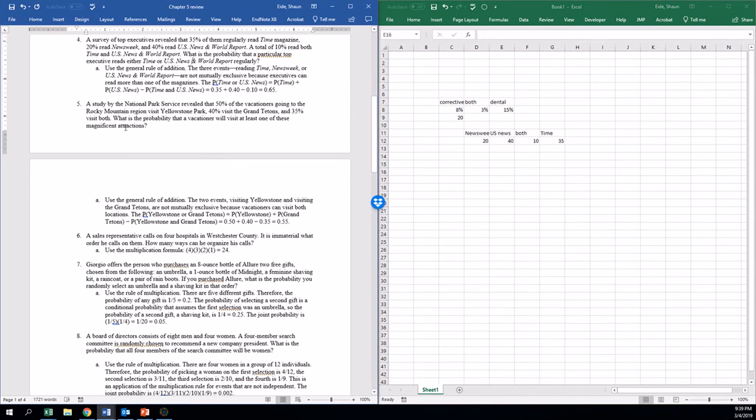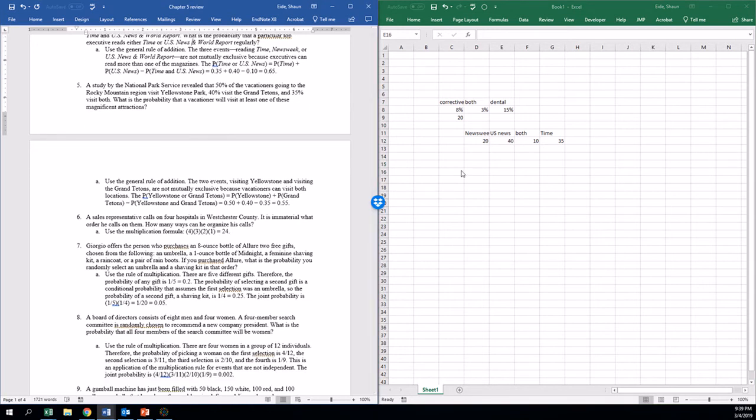Next, a study of the National Park Service revealed that 50% of vacationers go to the Rocky Mountains. Sorry, this is a little bit different. So 50% of the vacationers going to the Rocky Mountains visit Yellowstone Park, 40% visit the Grand Tetons, and 35% visit both.